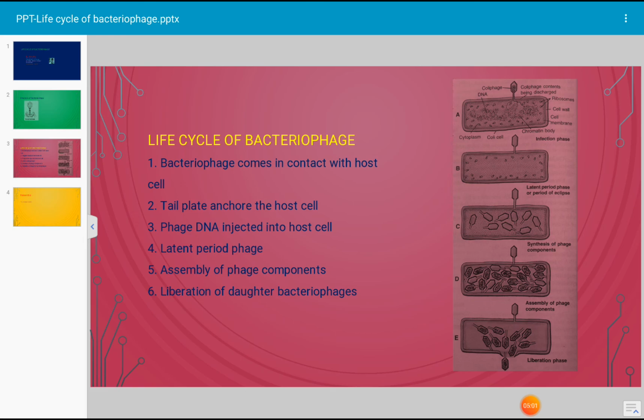This is all about the life cycle of bacteriophage, or multiplication of bacteriophage.